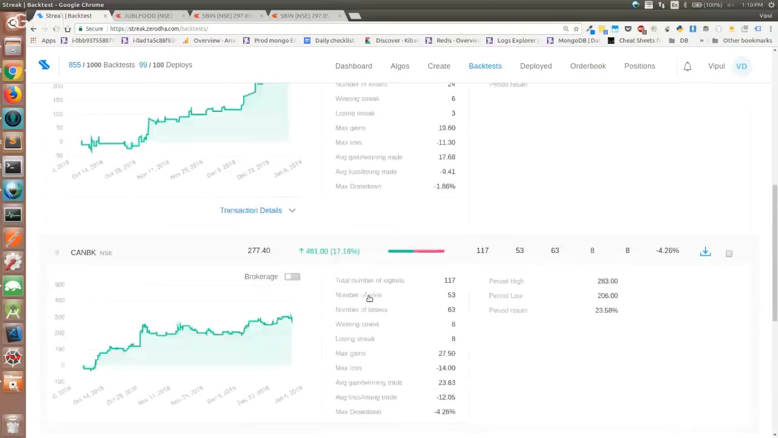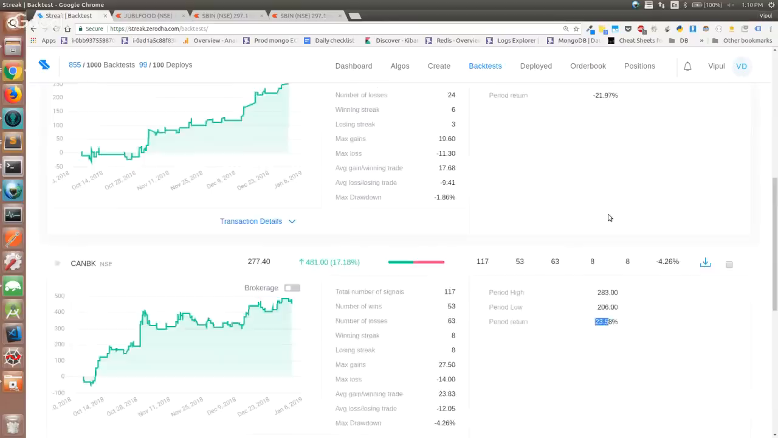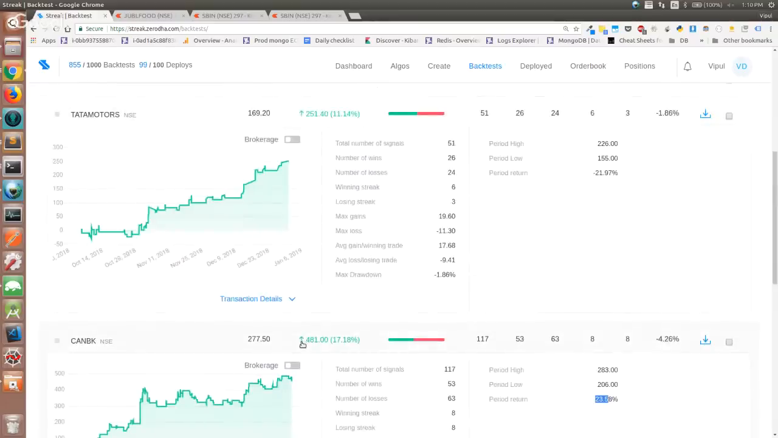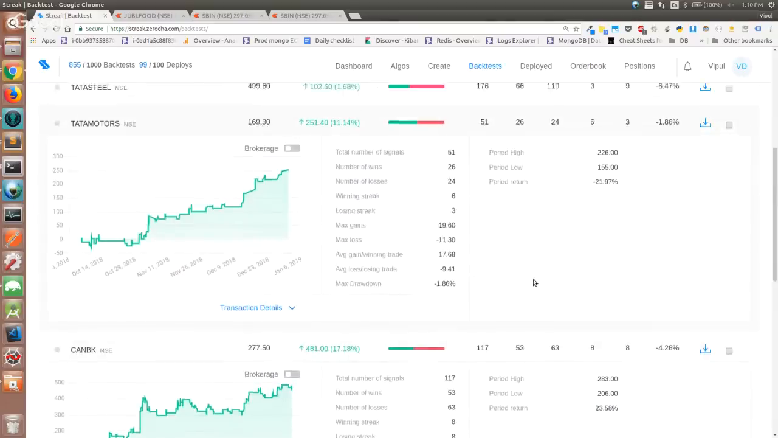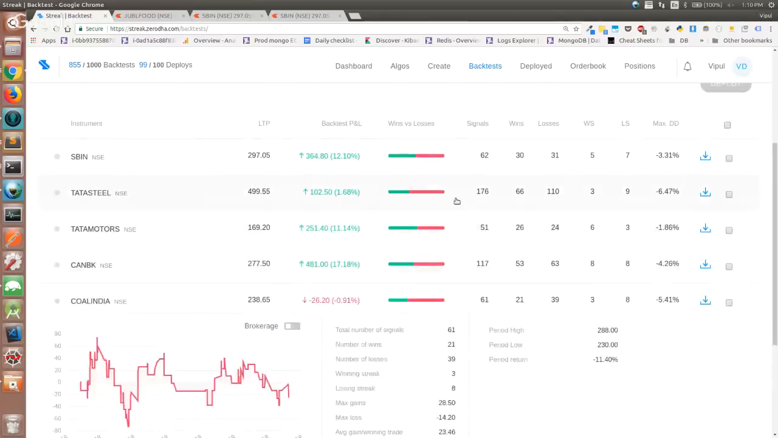Right. Let's look at Canara Bank. Canara Bank gave 23% positive return, right? And here the strategy gave 17%. So again, this is just an explanation of a simple price action strategy, right?